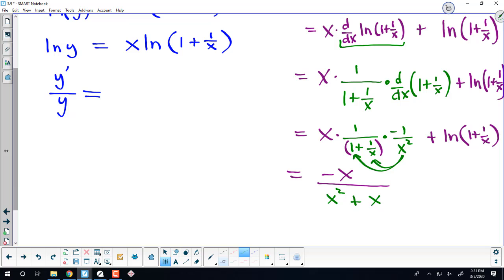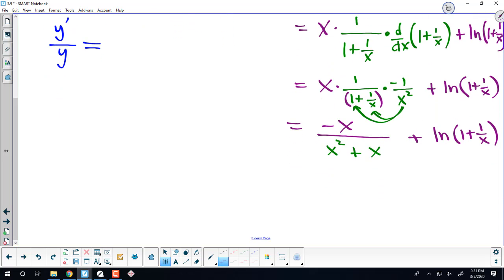And then we still have that other natural log hanging out here. And then we can simplify our negative x over x squared plus x a little bit more. We can factor out an x on the bottom and then divide that with the x on top. We have negative 1 over x plus 1, plus that other natural log.